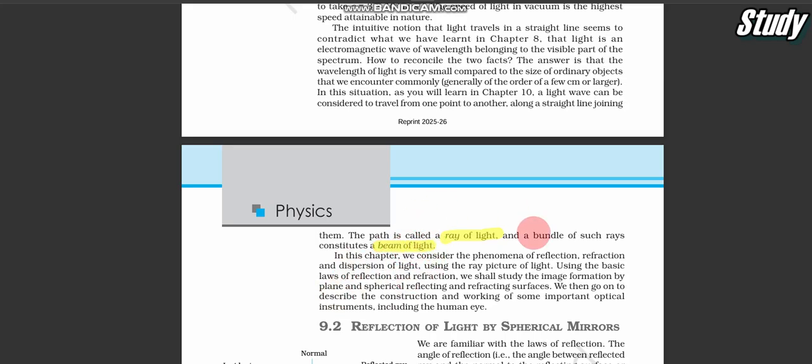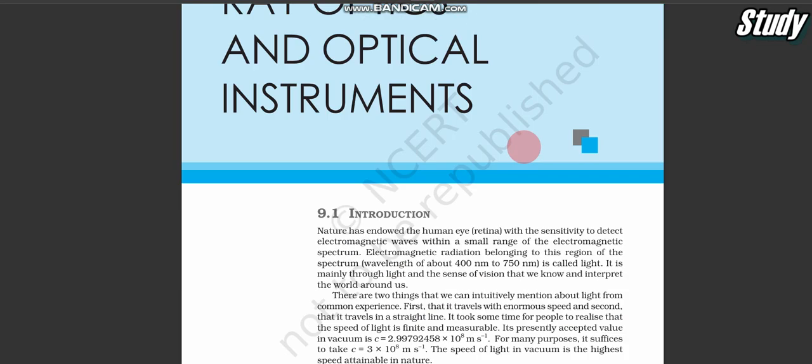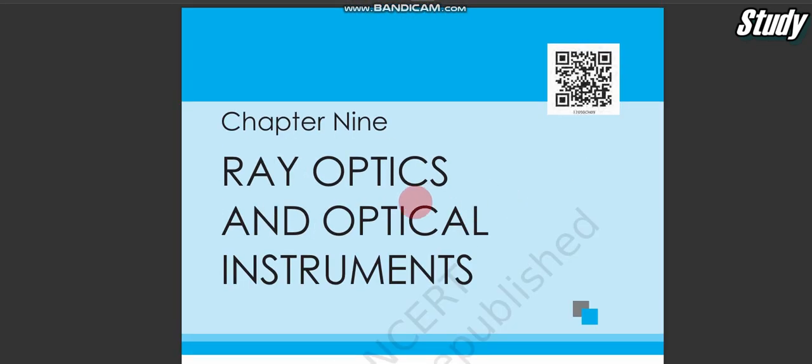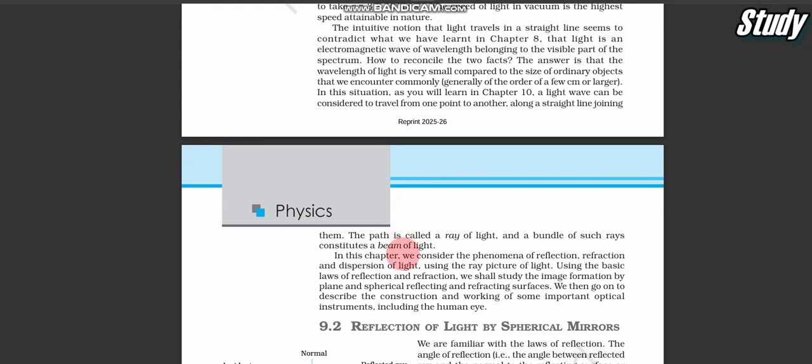In this chapter, we'll consider phenomena like reflection, refraction, dispersion of light, using the ray picture of light. Using the basic laws of reflection and refraction, we shall study the image formation by plane and spherical reflecting and refracting surfaces. We then go on to describe the construction and working of some of the optical instruments also. So this is the basic introduction of the light chapter, and yeah, let's see the next video with the next topic, reflection of light by spherical mirrors.